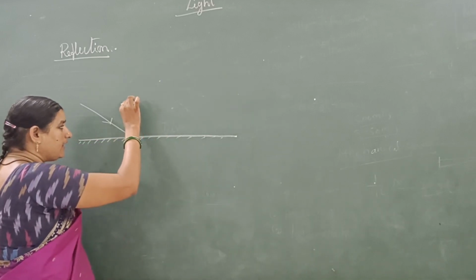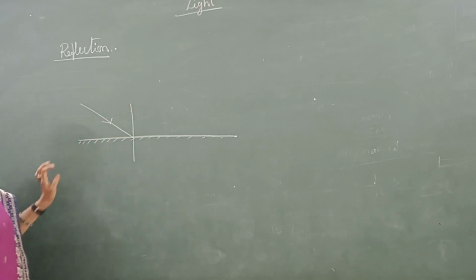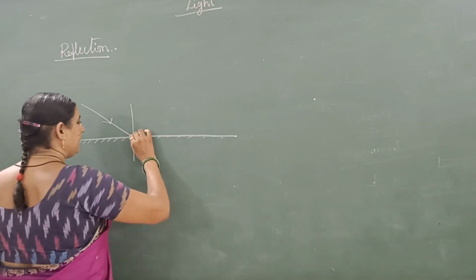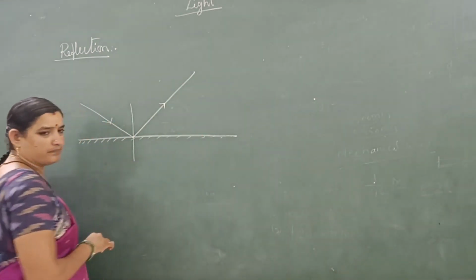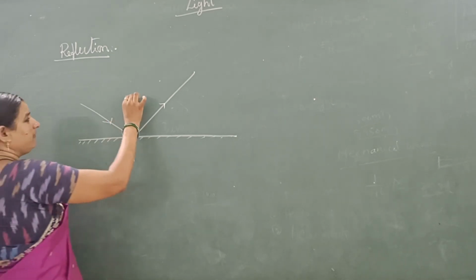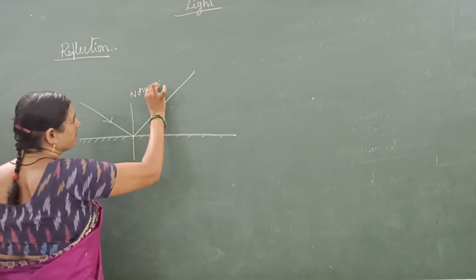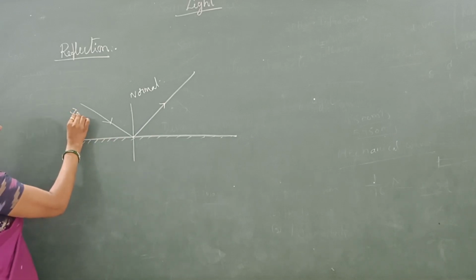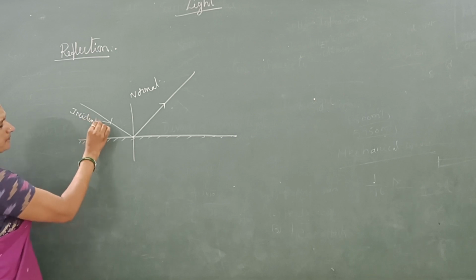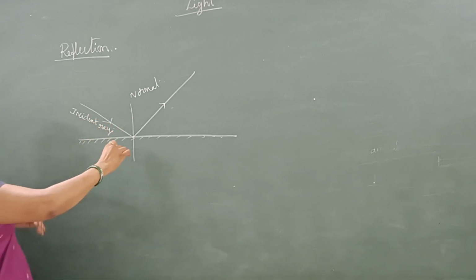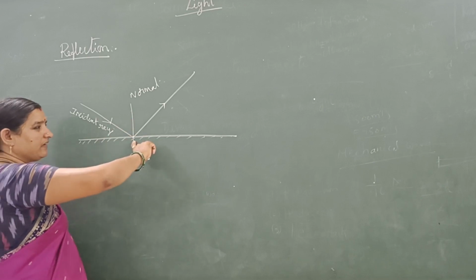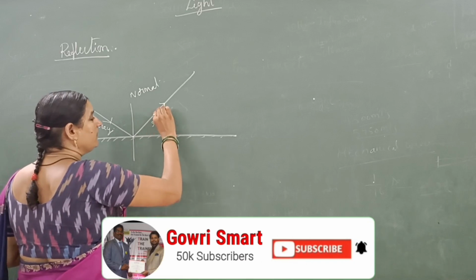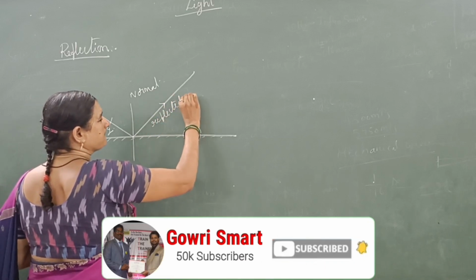You have to draw a normal at the point of incidence. This light ray again comes back into the same medium. The light ray which falls on a mirror is called incident ray. The light ray after reflection comes back into the same medium, and that ray is called reflected ray.